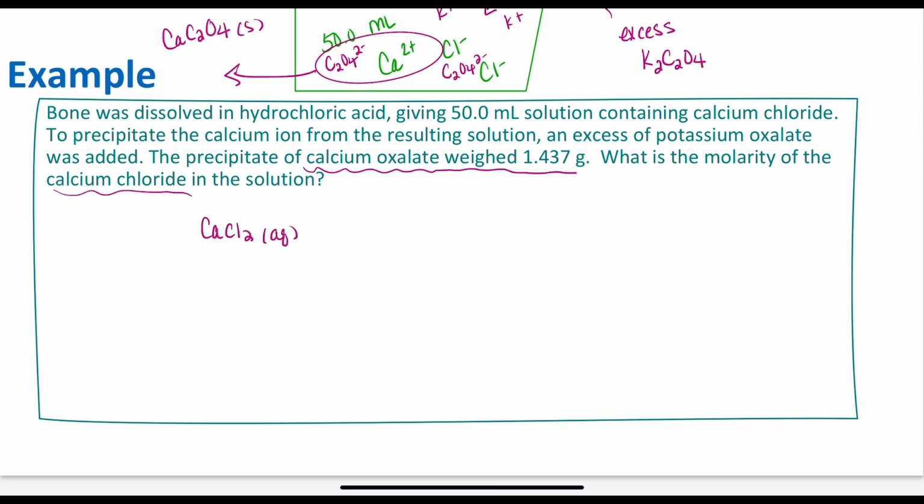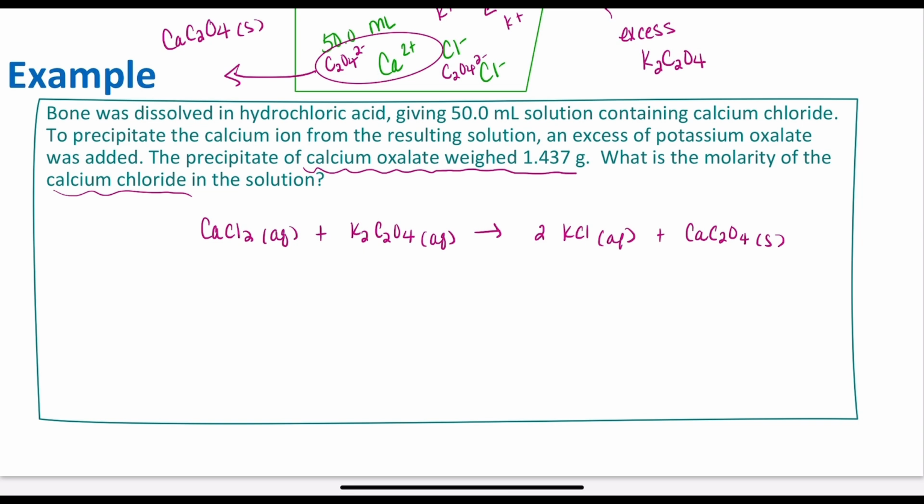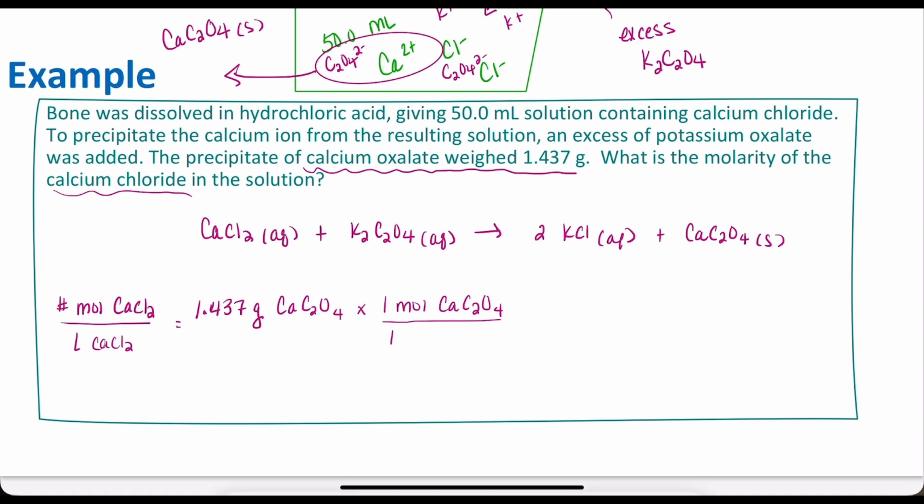I've got CaCl2, which I know is aqueous, reacting with K2C2O4, also aqueous, forming KCl and CaC2O4. What I want to know is how many moles of CaCl2 do I have per liter of solution? I know I have 1.437 grams of the calcium oxalate. Convert that to moles. 1 mole of calcium oxalate is 128.1 grams.